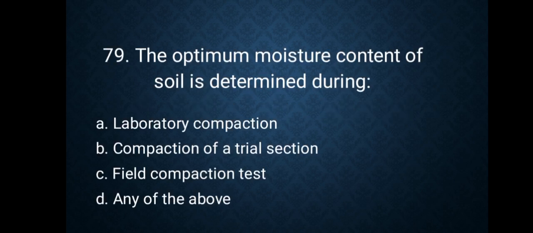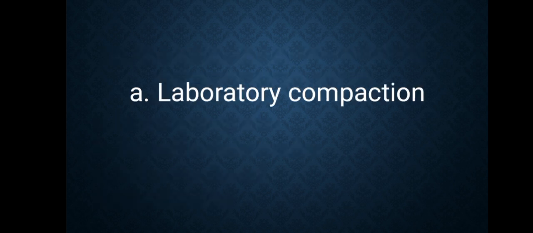So, number 79. The optimum moisture content of soil is determined during A, laboratory compaction, B, compaction of a trial section, C, field compaction test, D, any of the above. So, the answer is A, laboratory compaction.